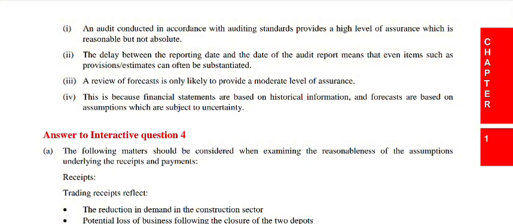3. A review of forecasts is only likely to provide a moderate level of assurance. 4. This is because financial statements are based on historical information and forecasts are based on assumptions which are subject to uncertainty.